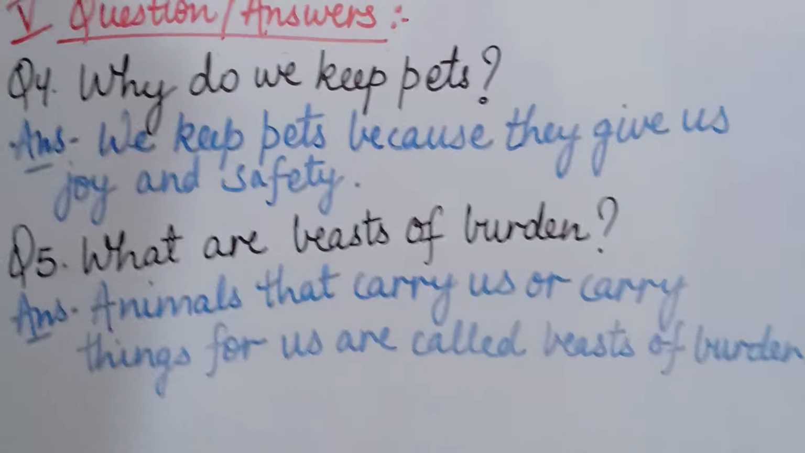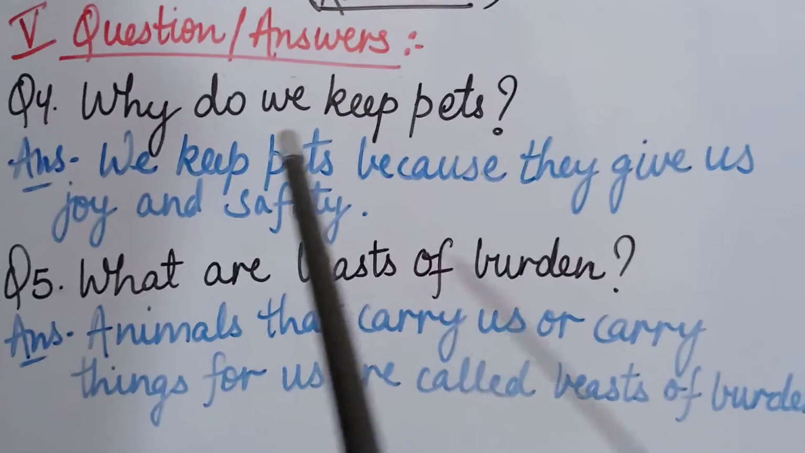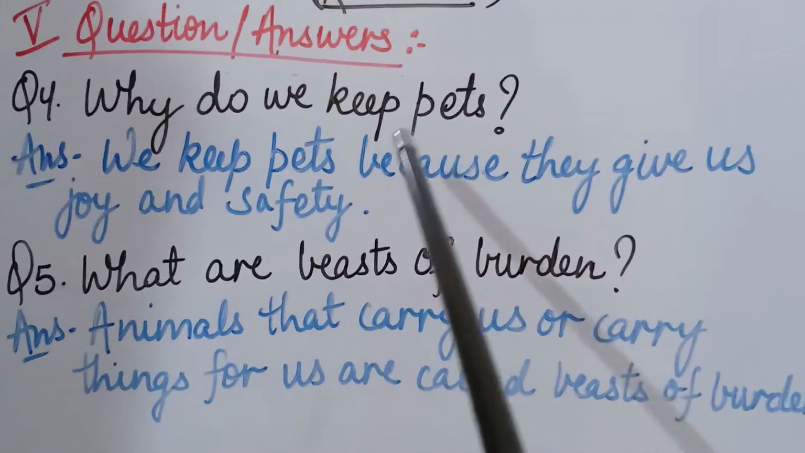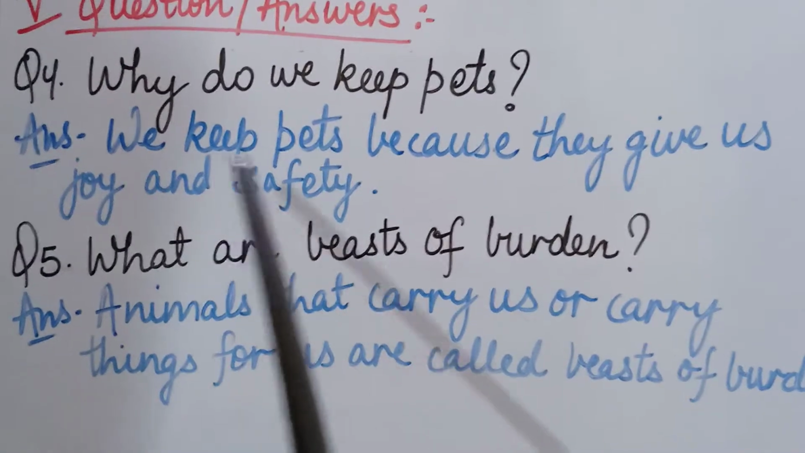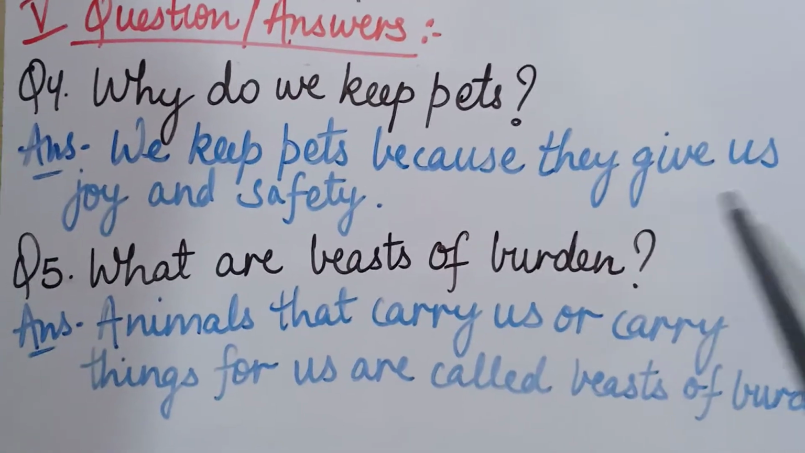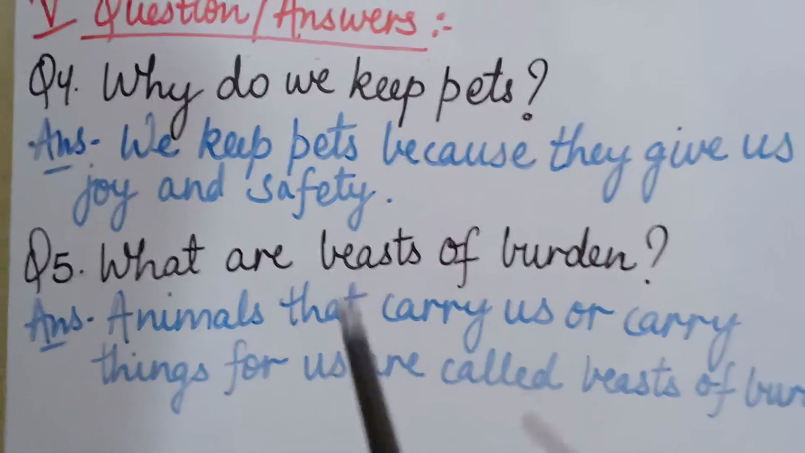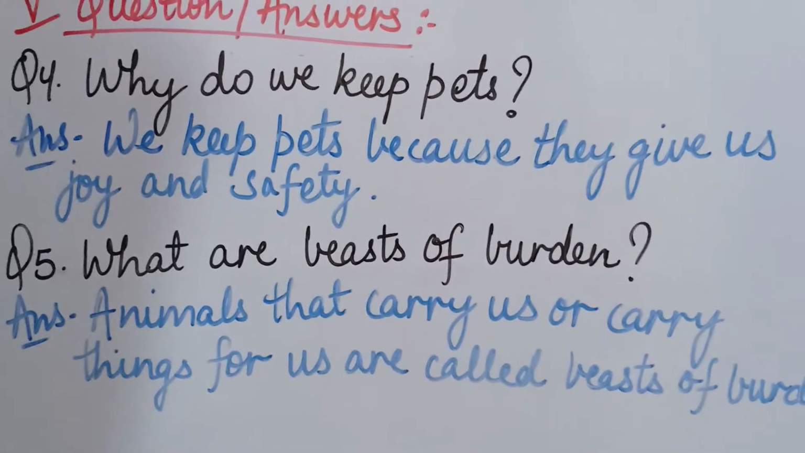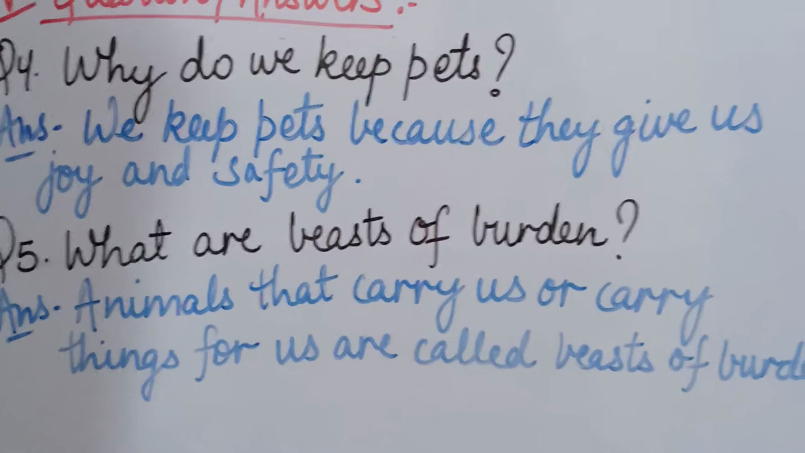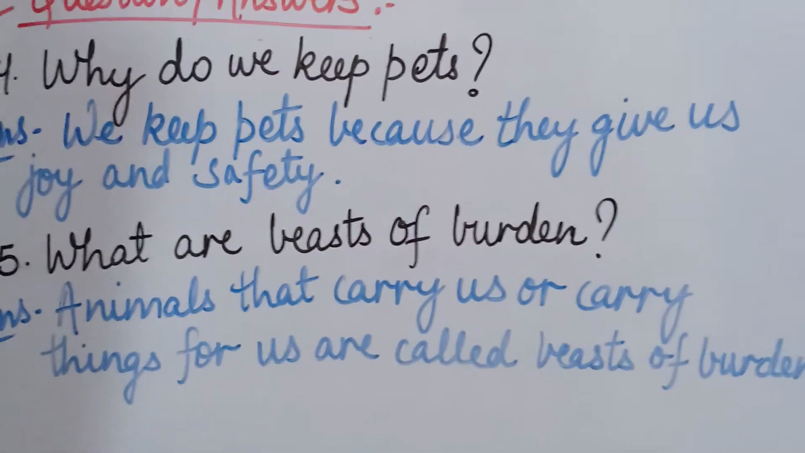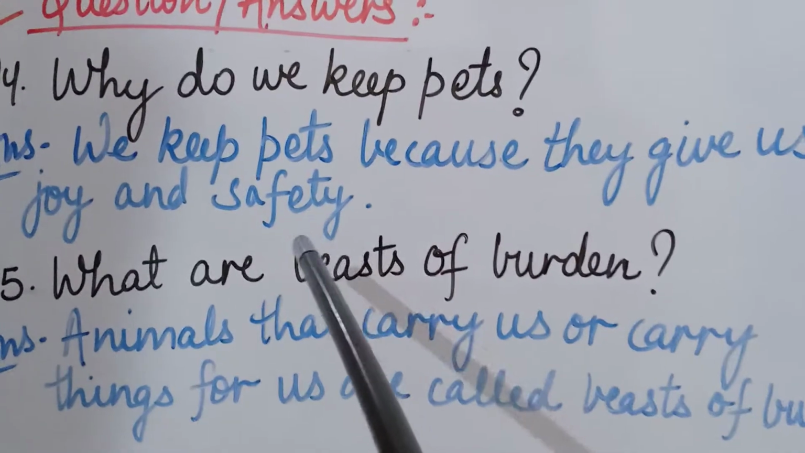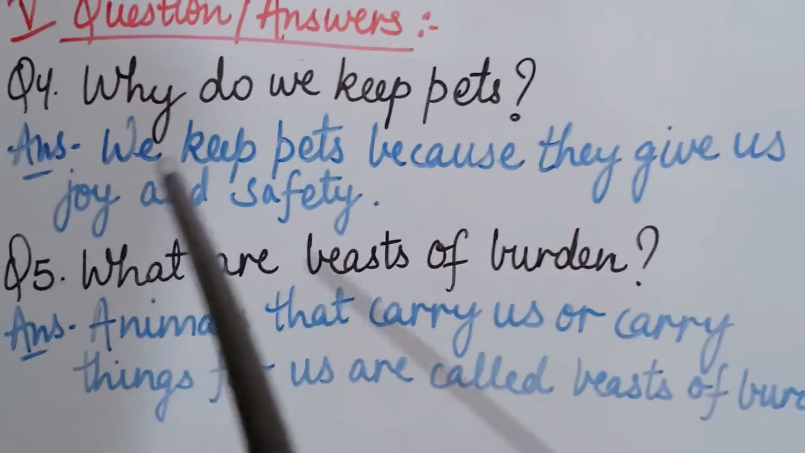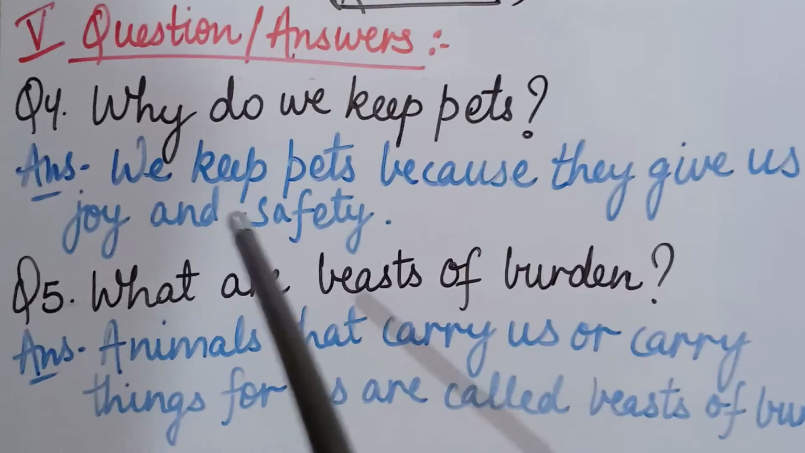Now coming to the last two questions. Number fourth question is, why do we keep pets? हम लोग घर में pets क्यों रखते हैं. So the answer is, we keep pets because they give us joy and safety. हम लोग pets इसलिए रखते हैं घर में because हमें उनसे खुशी मिलती है, हम उनके साथ खेलते हैं, and they also keep us safe. They guard our house. Okay, so we get safety also. So the answer is, we keep pets because they give us joy and safety.